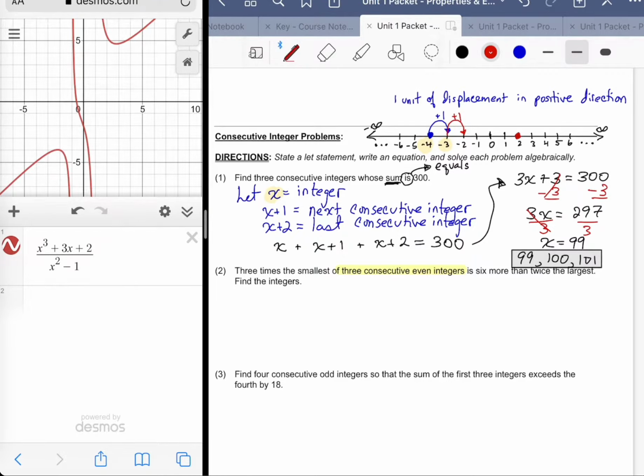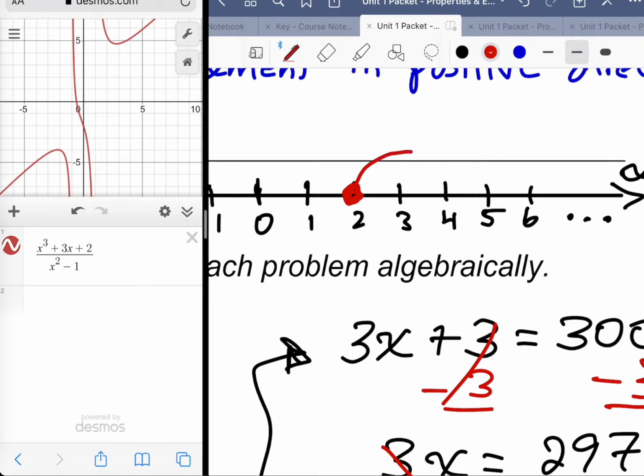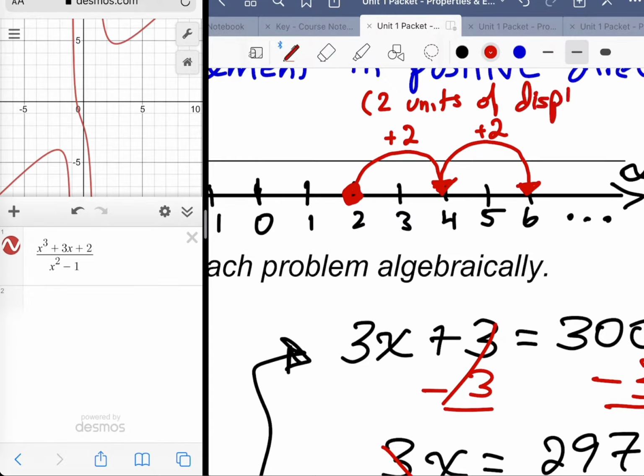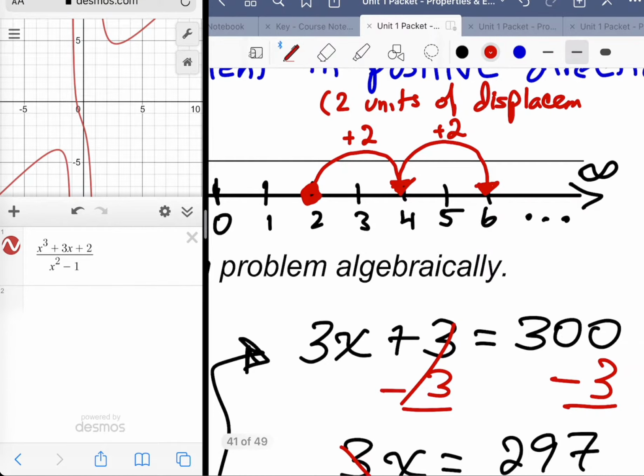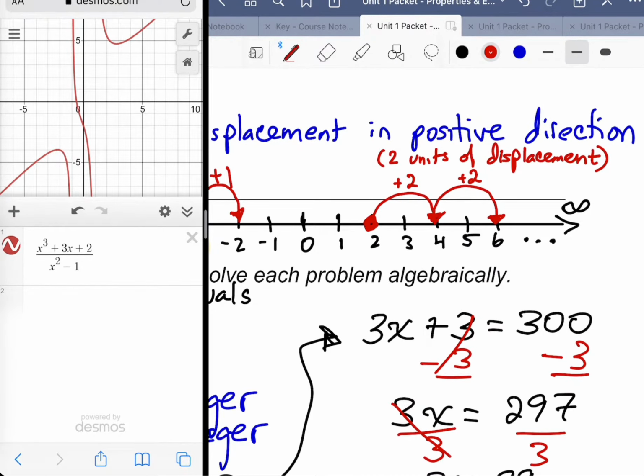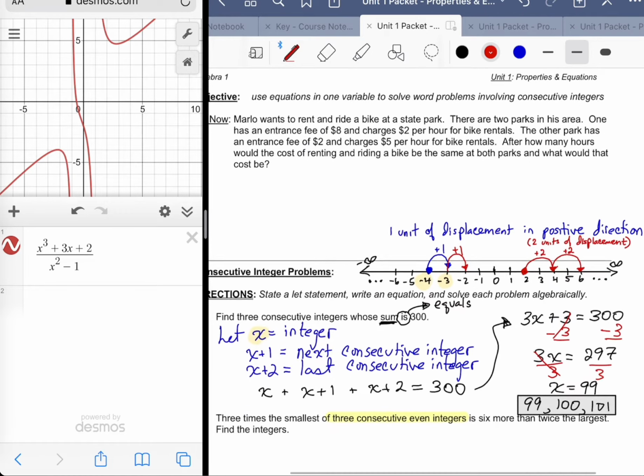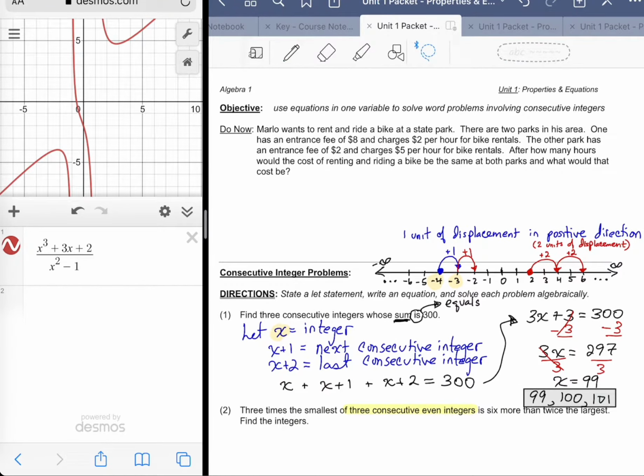The next even integer after 2 would be 4. And the next one after that would be 6. So we're looking at 2 units of displacement. All right, so 2 units of displacement. So we would actually start the same way we started the previous problem. Let x be the first integer, or let x be an integer.